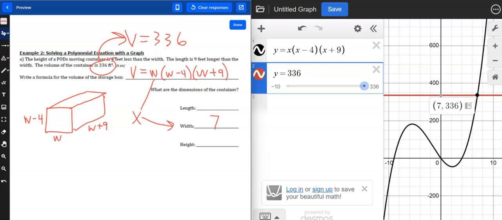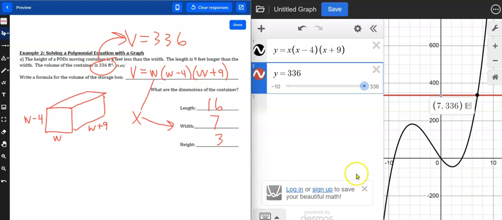All right. So 4 less than that would be the height, 3. But 9 feet longer than the 7 is 16. So those are the dimensions of my pod to get a volume of 336.